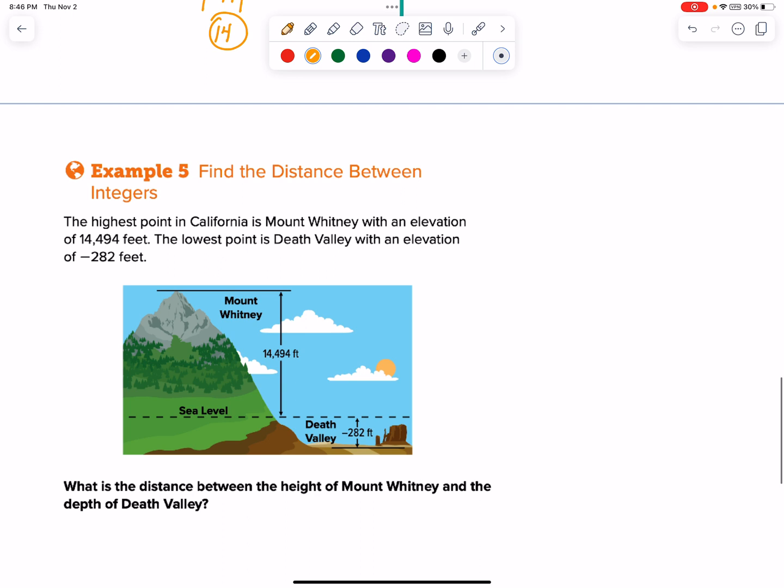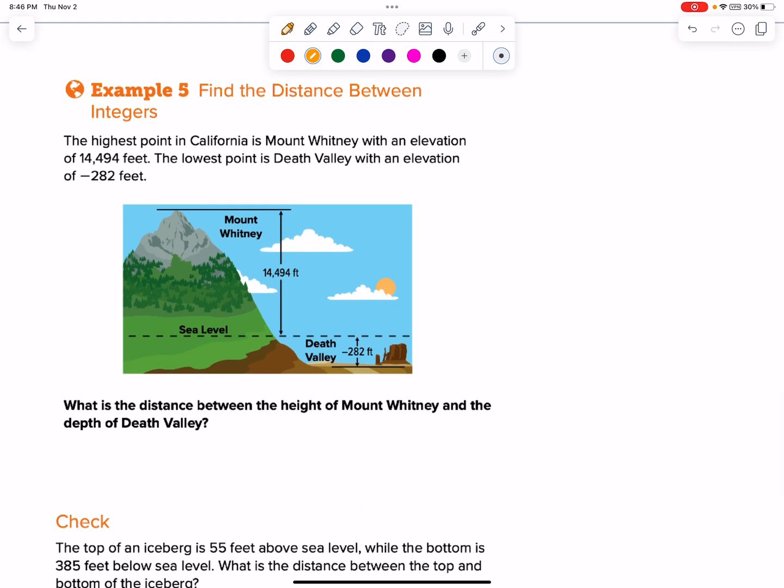All right, let's go down to example 5. They're giving you the highest point in California, Mount Whitney, with an elevation of 14,000-some feet. The lowest point is Death Valley with an elevation of -282 feet. And you can see that they show the sea level that we were talking about as 0. So find the difference between the height of Mount Whitney and the depth, meaning the lowest part of Death Valley. Finding the difference, or the distance between, means subtract.